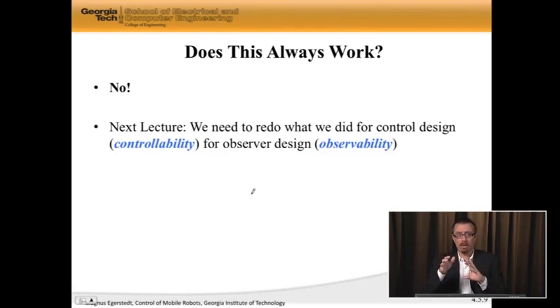Well, for observer design, the concept is known as observability, which means, do I have a rich enough Y, meaning a rich enough sensor suite, so that I'm able to figure out what the system is doing, meaning estimate X from Y. And the topic of the next lecture is exactly this, observability. When can we indeed figure out X from Y.